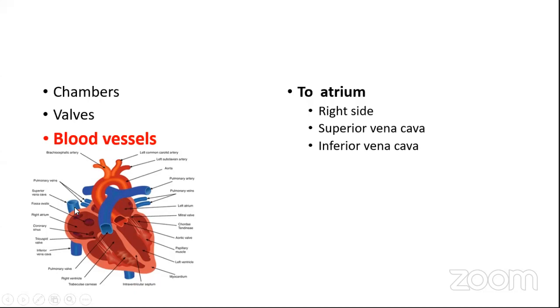Sometimes they may ask you a question: what is the largest vein of the body? You may write superior vena cava and inferior vena cava. These two blood vessels bring the blood from the different parts to the heart. This is the right atrium, with two blood vessels called superior vena cava and inferior vena cava.